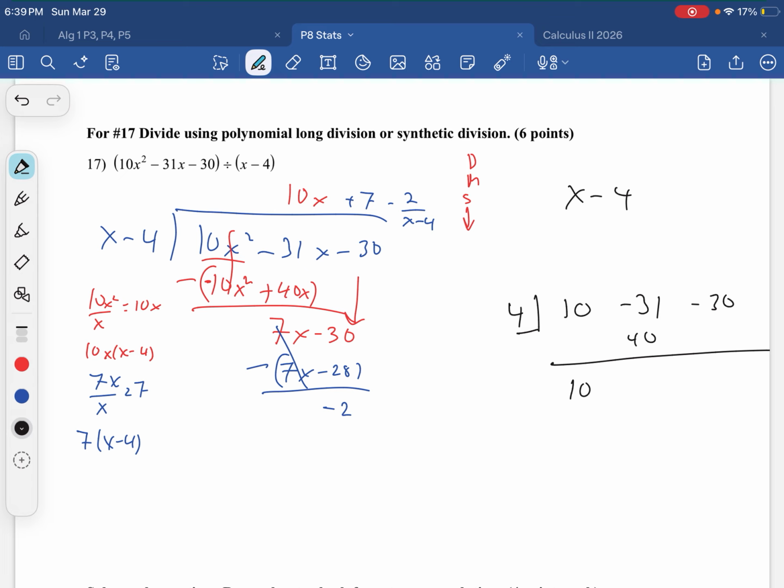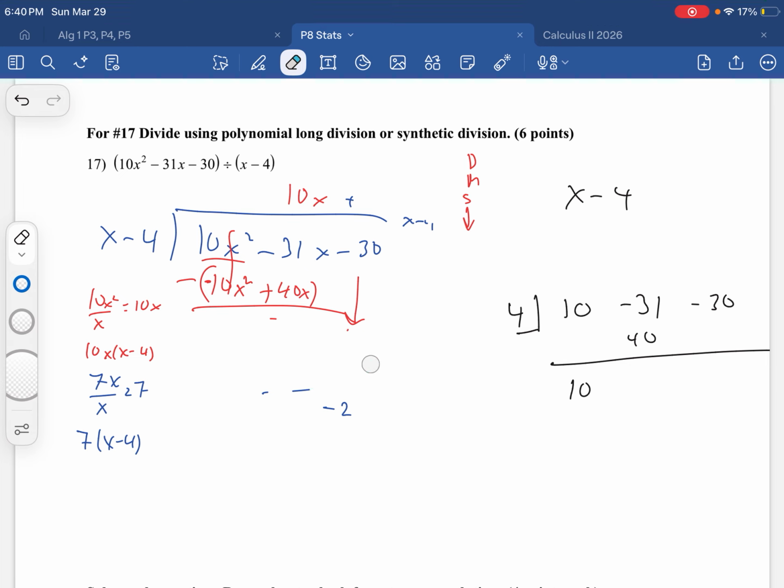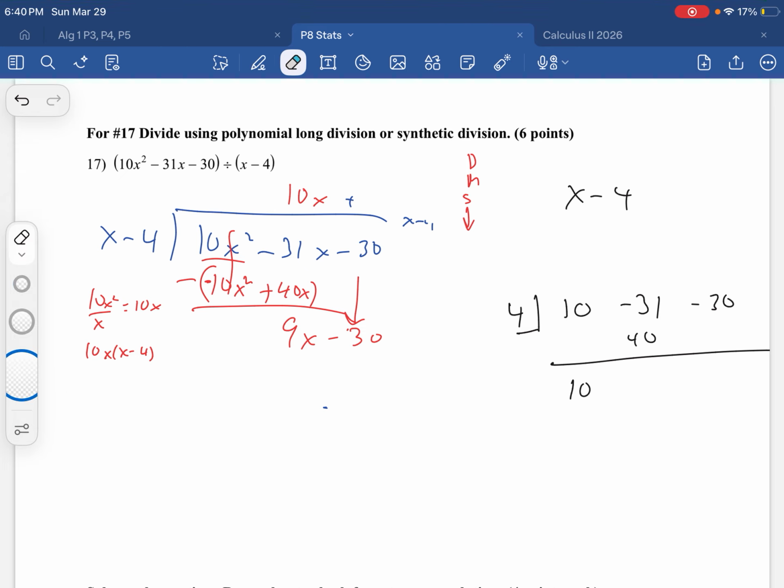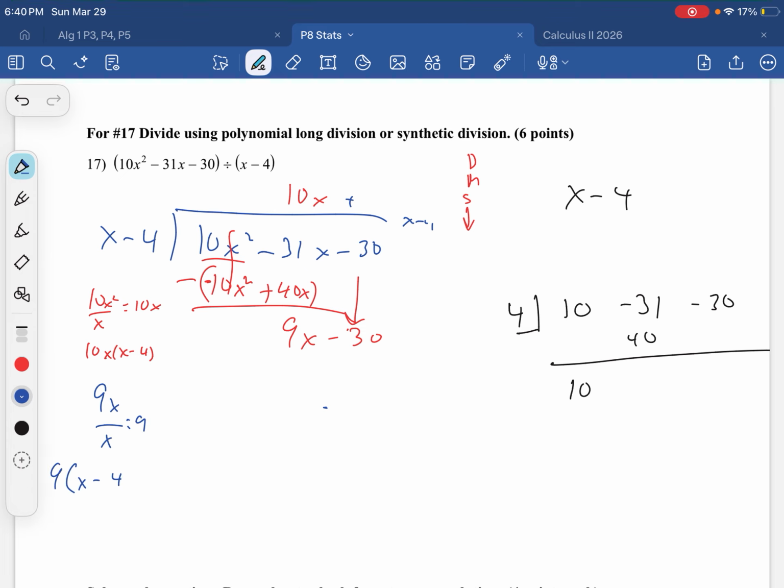Oh, I'm sorry. No, that's not what I wanted to do. This should have been not 7, but a positive 9x minus 30. And then I would divide 9x by x to get 9. 9 times x minus 4.